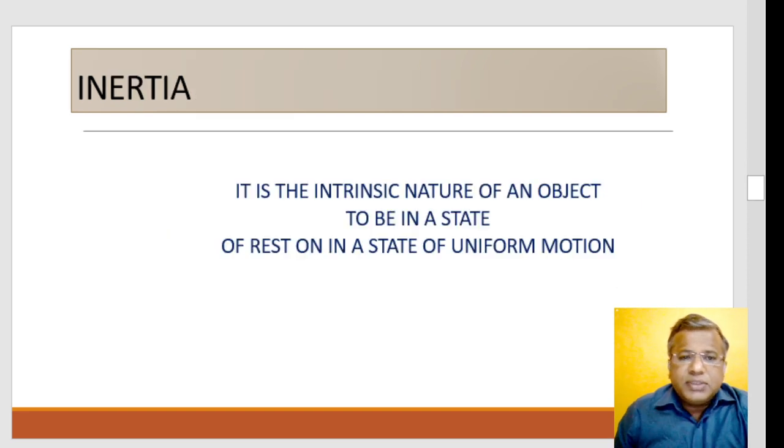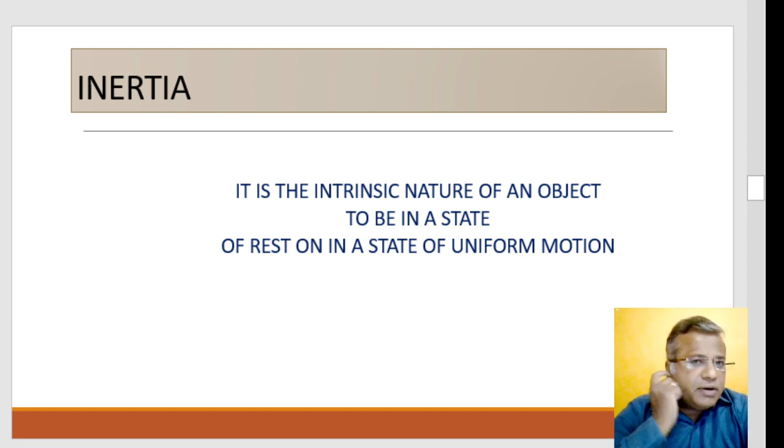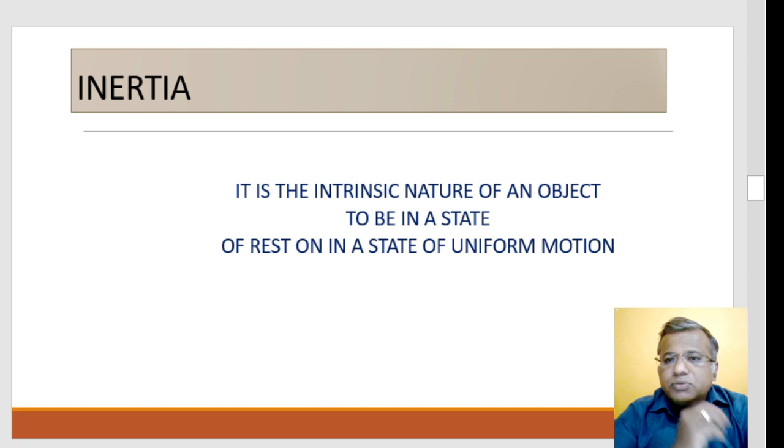Now we slowly come back to this word, inertia. Inertia is to be understood as the nature of an object to be in a state of rest or in a state of uniform motion. It's the intrinsic nature. The meaning of the word intrinsic is it's the nature of the object itself. Like if you keep a book at rest, and you come today, tomorrow, day after tomorrow, after 10 days also, unless and until somebody has moved it, the object is going to be in a state of rest itself, right?